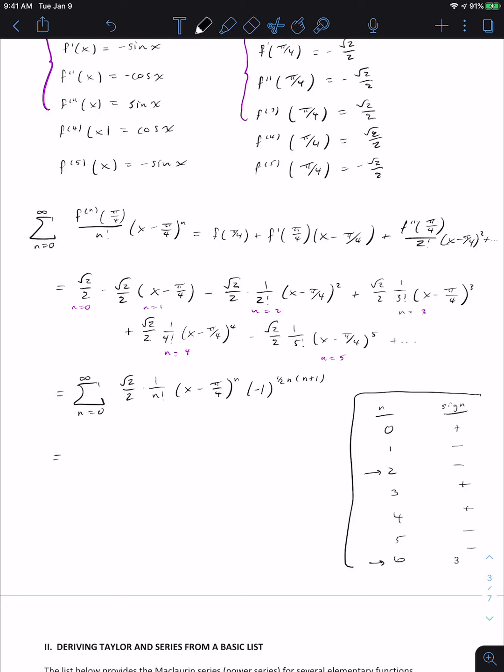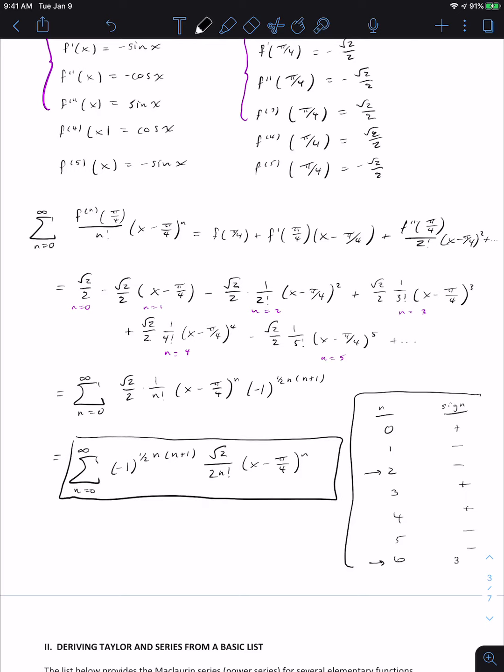And now we should just doctor this up a little bit so it looks like a nice formula. So I'm going to write negative 1 to the 1/2 times n times (n plus 1), and then I'm just going to rewrite this as radical 2 over 2 times n factorial times (x minus pi over 4) to the nth power. Just to doctor it up a little bit, because we typically have our negative 1 to the power of whatever out front.